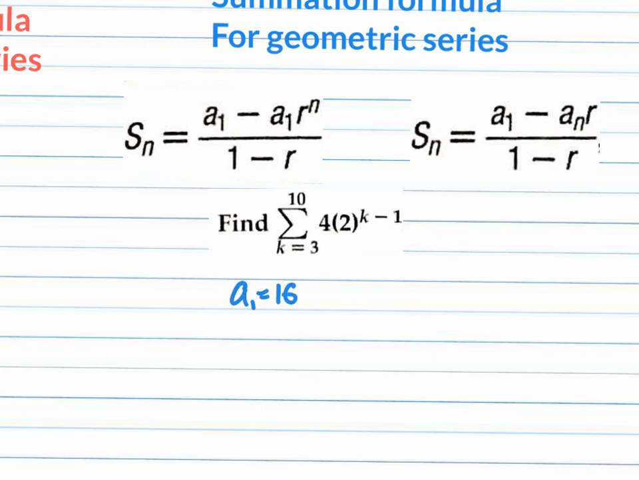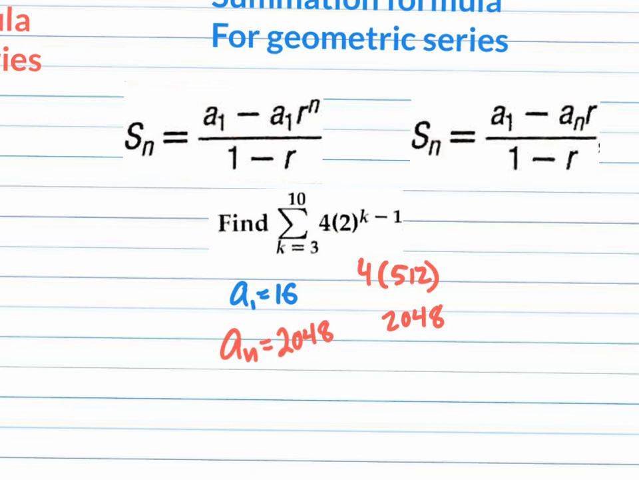Okay. Now how about a sub n? How could I find out a sub n? Well, a sub n happens to be plugging in your last number. So you could plug in a 10. 10 take away 1 is 9. 2 to the 9th power, that is 512. So what we end up with is 4 times 512, right? And 4 times 512 is 2048. Now keep in mind that this is the a sub nth. This is the last number on our list, 2048.